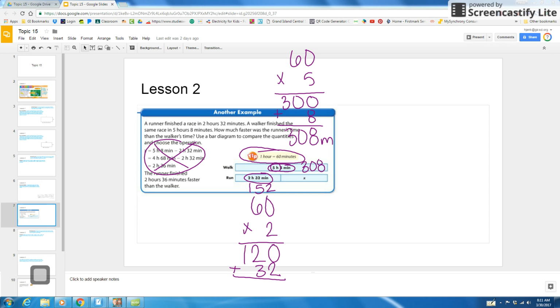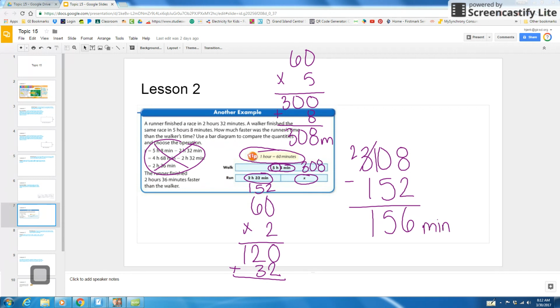Now that I'm working with just minutes, it's much easier to find this. So if I want to find my missing part, I have a whole, a part, and a part. So I need to find my difference. So now I can just subtract 308 minus 152. Much easier number to work with than what they had given us over here. 8 minus 2 is 6. I cannot do 0 minus 5. This becomes a 2, and this now becomes a 10. 10 minus 5 is 5. 2 minus 1 is 1.